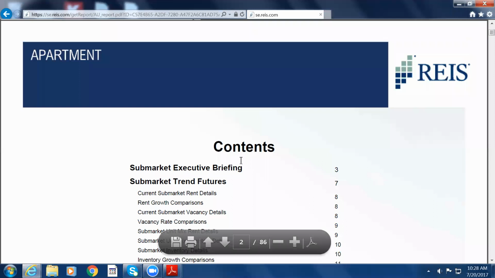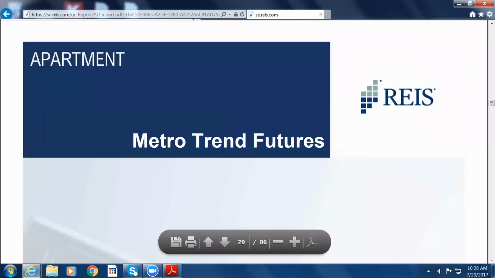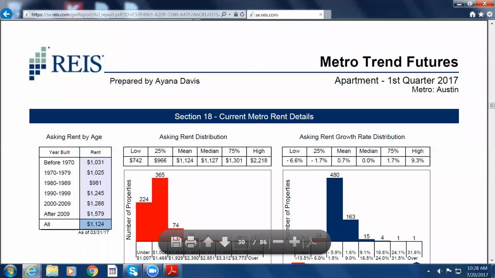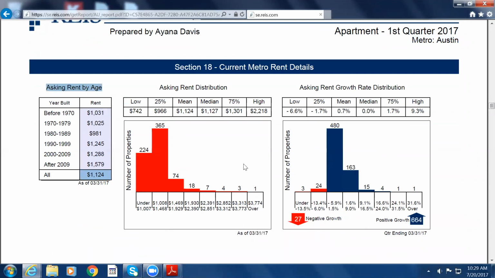Jumping up to the top here, let's look at our metro trend. I won't go through everything because it is actually very similar to the submarket. But again, you can see we're not really changing the analysis here. It's just focusing on the entire market. So a lot more properties, maybe a little bit of a different story when we look at rents by age. Since Austin has various different neighborhoods and submarkets, this will look a little bit different.